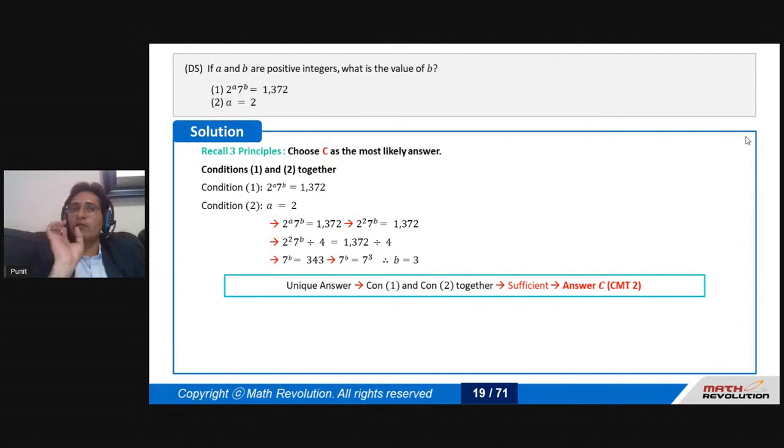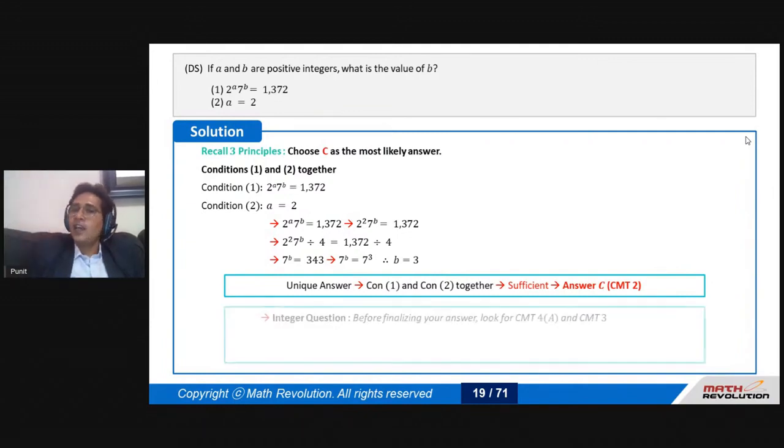I'm just left with one variable, which is the power of 7. Luckily, I'm ending up getting 343, which can also be expressed properly in terms of a power of 7. I'm ending up at C as the answer, and I'll mark it as C. But since it is an integer question, it is a key question. The only mistake that I made: why didn't I check condition number A, or condition number 1, alone?